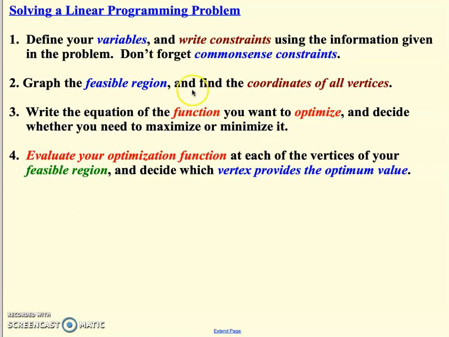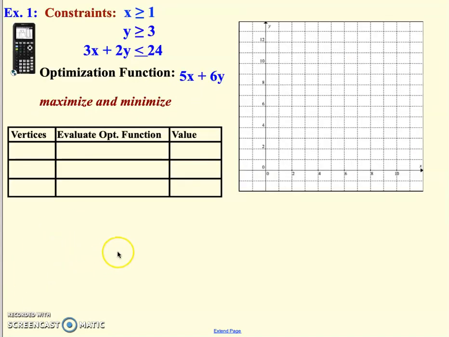So the process we're going to go through again is define our variables, which in the first couple problems will be done for us. Write our constraints, they're common sense constraints, graph a feasible region, find all vertices, and then optimize your function. Before we dive into the full picture, let's just do a little bit of graphing and talking about an optimizing function. So the first thing we want to do is get our constraints graphed.